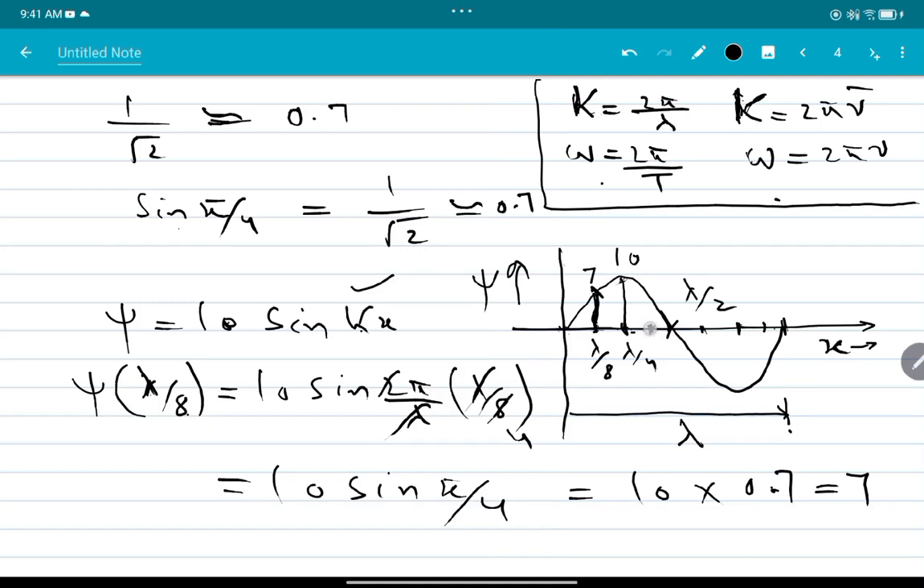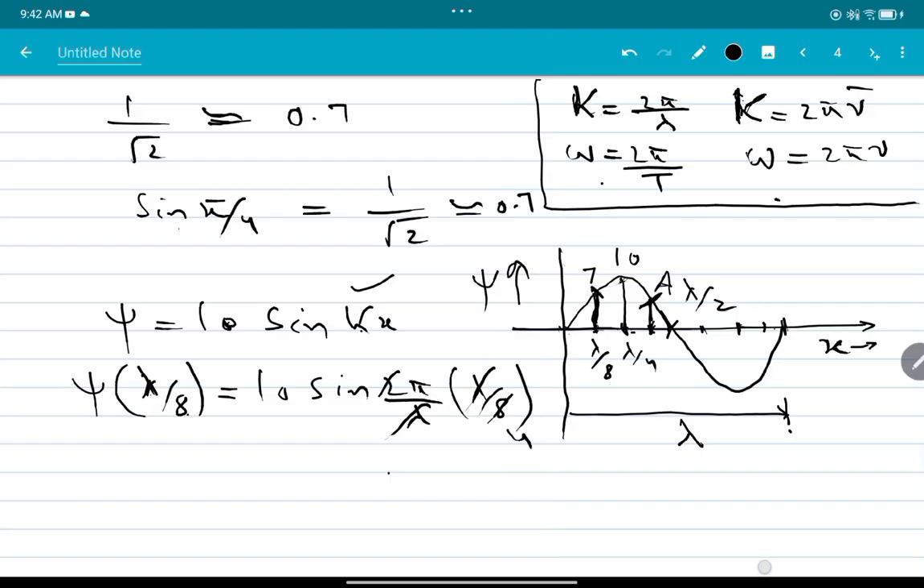This is 1 lambda by 8, this 2 lambda by 8, and this 3 lambda by 8. At 3 lambda by 8, I mean this point where I am just now pointing, what will be its value? We can check. You can see yourself that this value and this are symmetrically placed. This means it will again be 7. Let me show you at point A. Its value will be exactly the same as at this point where I have shown 7. Why are they symmetrically placed?